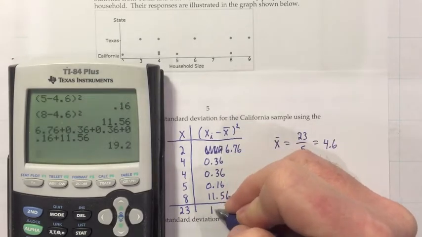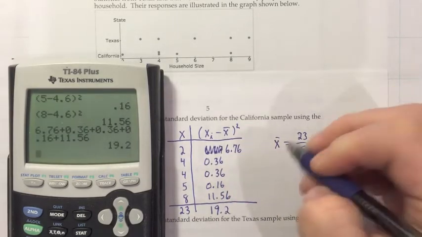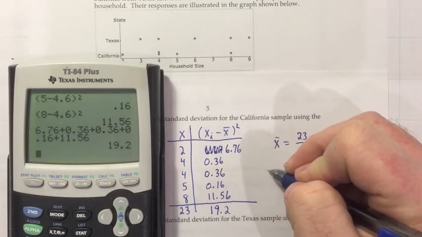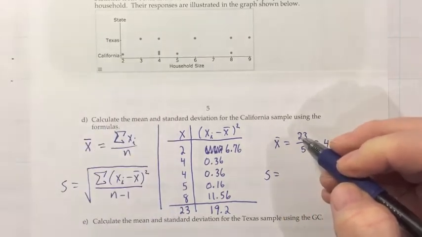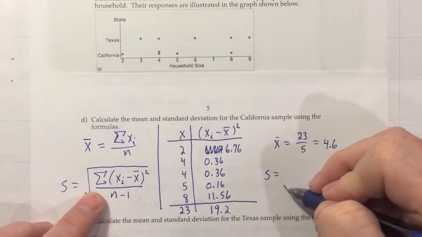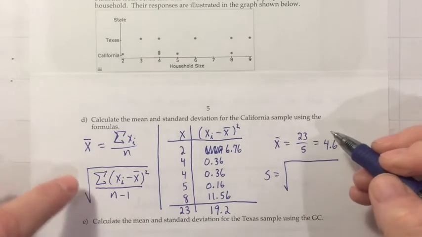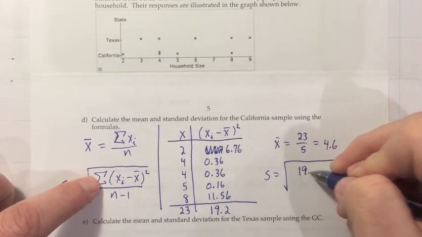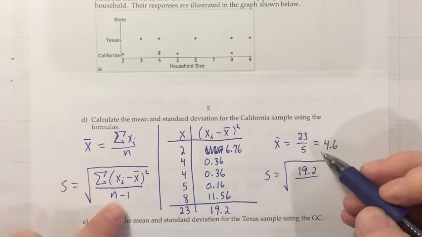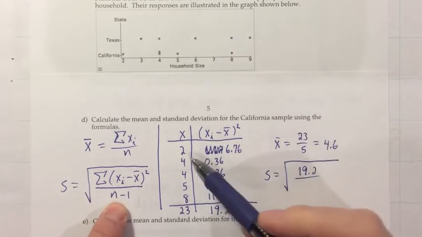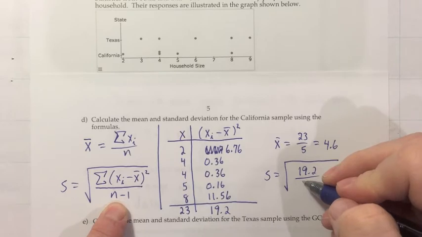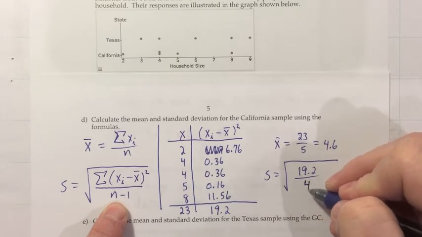and we get 19.2. And once I have that, I'm ready to calculate S. S is the square root of that sum, 19.2, divided by n minus 1. So n was the number of data values, which is 5. So 5 minus 1 would be 4.